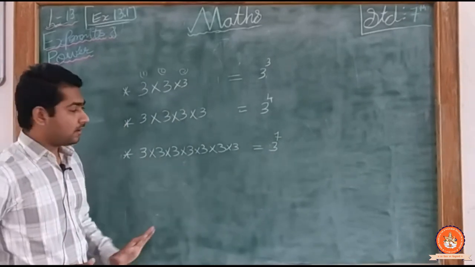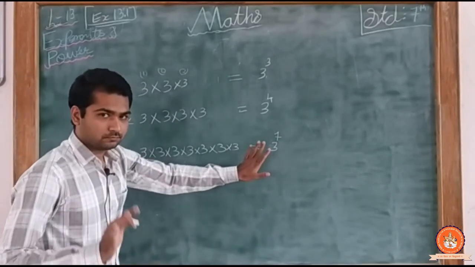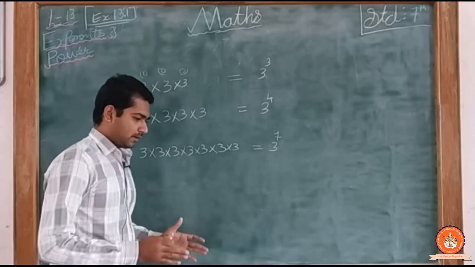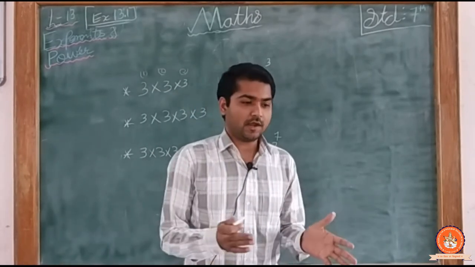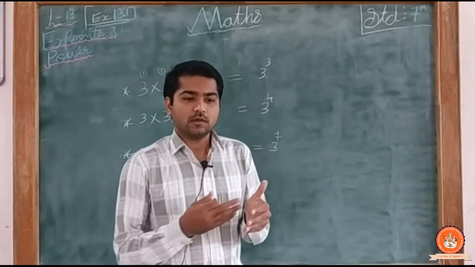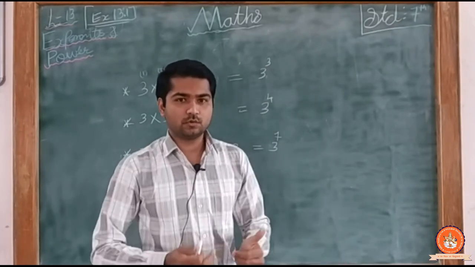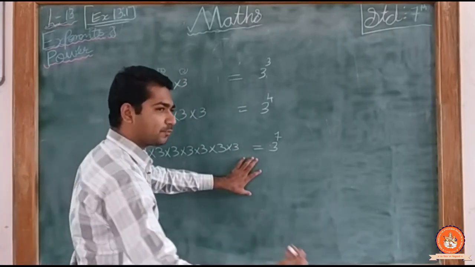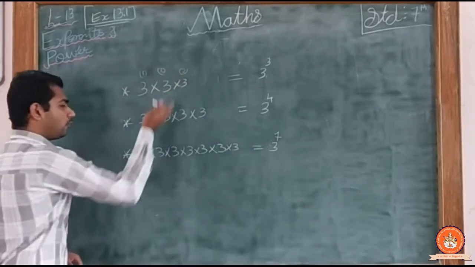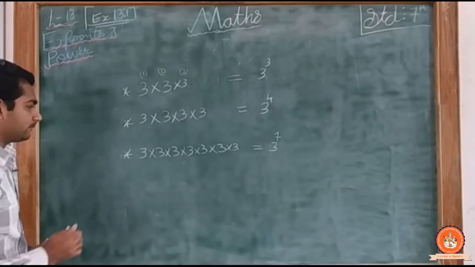So have you understood what is exponential form? Correct? If my number is very large and we are not able to simplify or show it in the book, then it is necessary to go through the exponential form. This is how the exponential forms are.